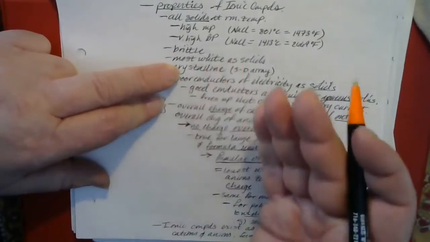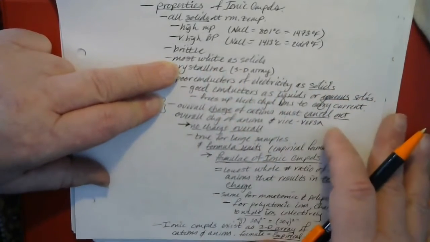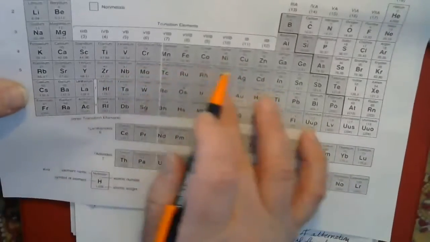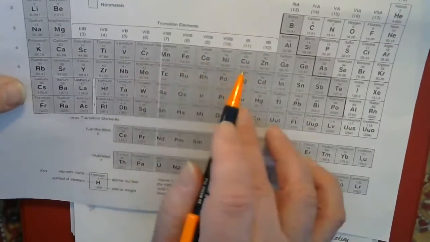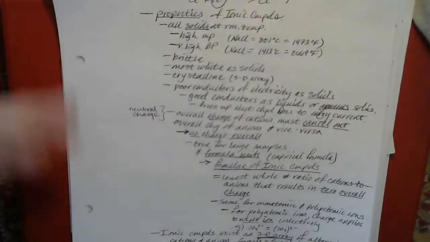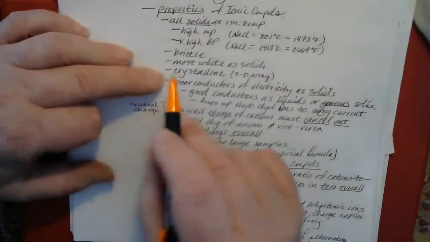The solids are mostly white in color. There are some exceptions, especially when you get into some of the compounds that involve some of the transition elements, like copper and iron and nickel and cobalt and things like that. Some of those have colors, but most ionic compounds end up being white or off-white.